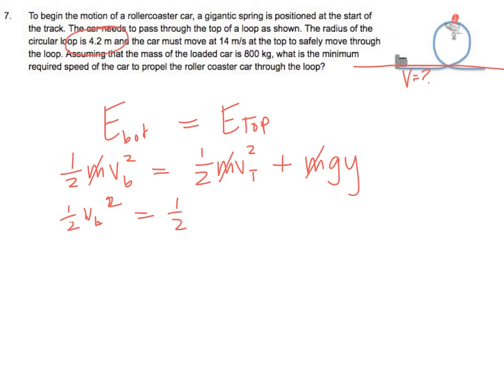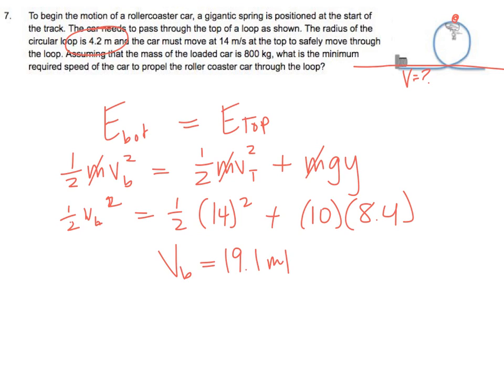So 1/2 times our speed necessary at the top squared plus, we'll use 10 for g, and again 8.4 is going to be our height because it's twice the radius, and so we do some algebra here and find that this would be 19.1 meters per second.